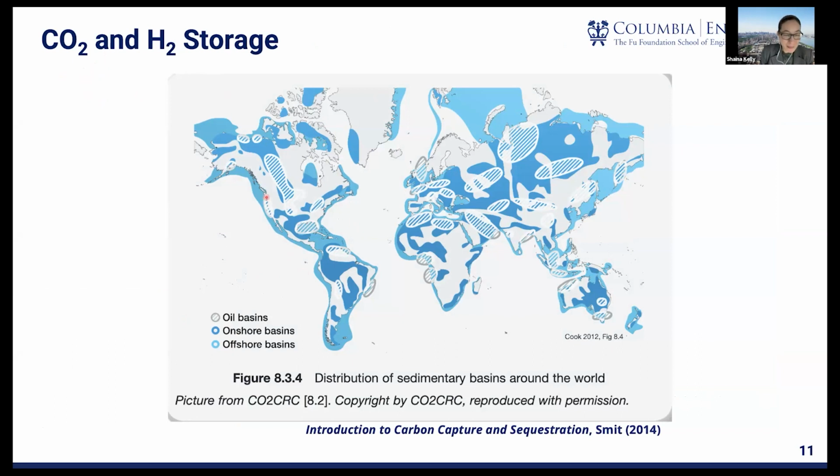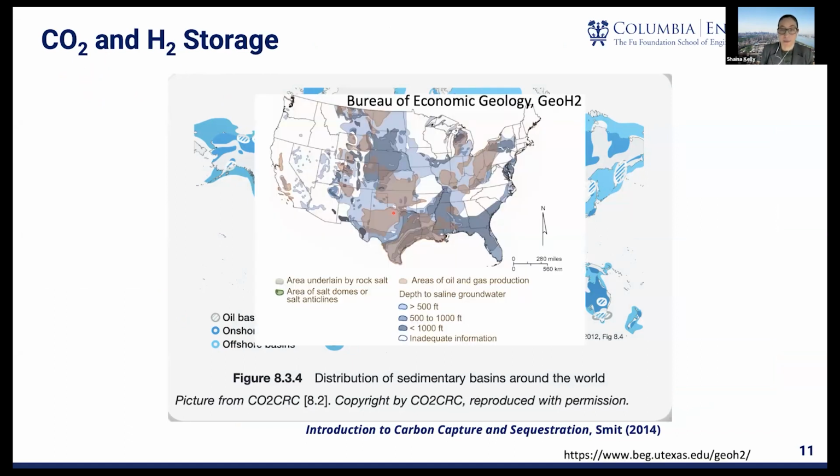So here's just a map of some of the potential basins that could be used for traditional CO2 storage or hydrogen storage and cycling. As you guys at BEG are very well aware, as you're mapping a lot of these out, for hydrogen storage, there's a lot of interest to be underneath rock salt.